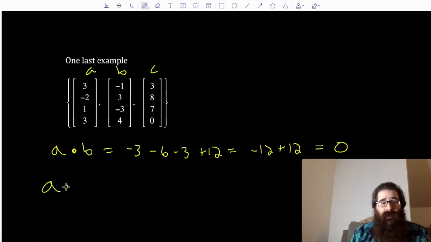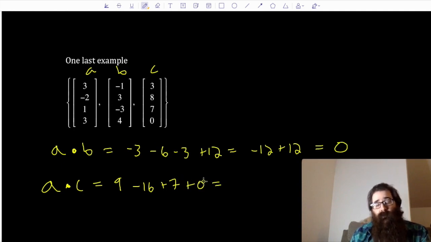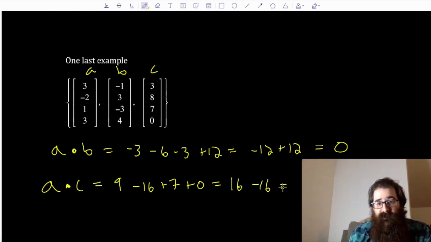And then we'll do A dotted with C, so the first and the third vector. 3 times 3 gives me 9. -2 times 8 gives me -16. 1 times 7 gives me +7. And 3 times 0 gives me 0. And we'll say, okay, 9 plus 7, and forget about the 0, I'm adding it, it doesn't do anything. Nothing impressive. 9 plus 7 gives me 16, and then -16 gives me 0.